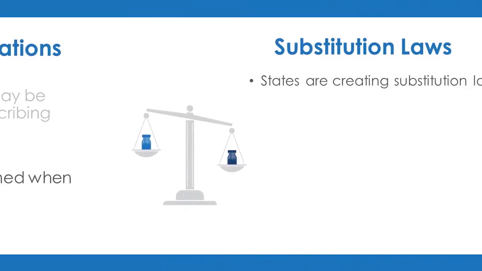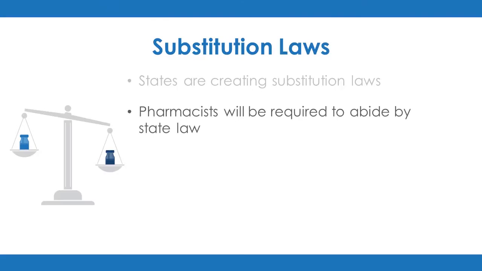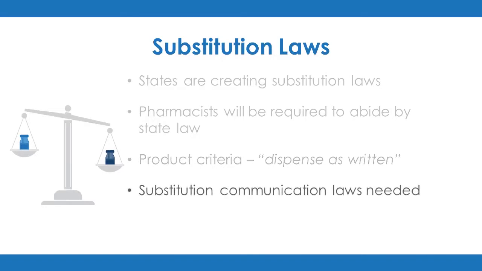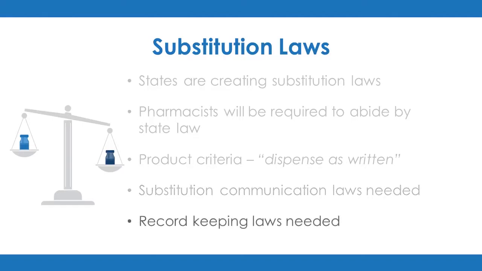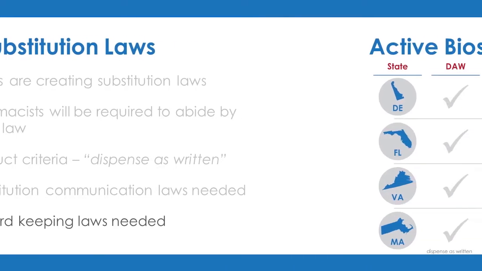Now, because we live in a federation, each state has its own laws, and states are now creating their own substitution laws in advance of interchangeability to regulate this. The pharmacist substitution will have to abide by state laws, and there will have to be a framework. It will have to have product criteria. The clinician can, just like we can for small molecules, write dispense as written. We have to have laws about how this will be communicated, how we will keep our records, and how health systems may be or may not be exempted from this.